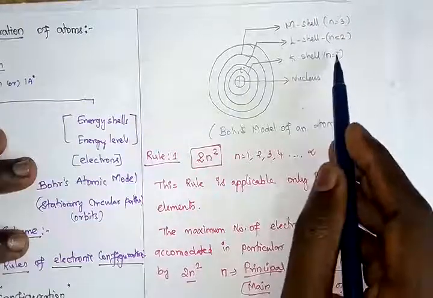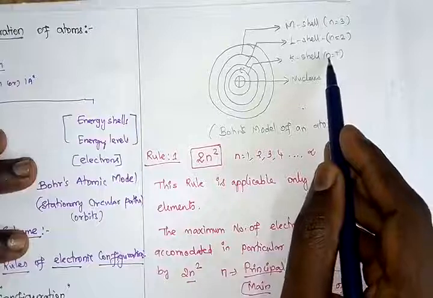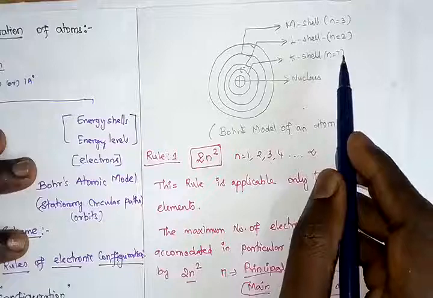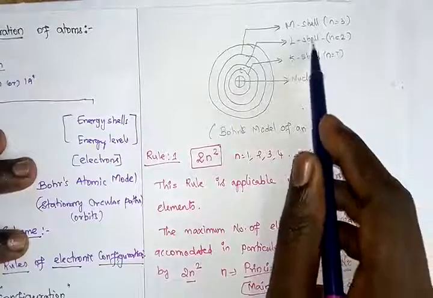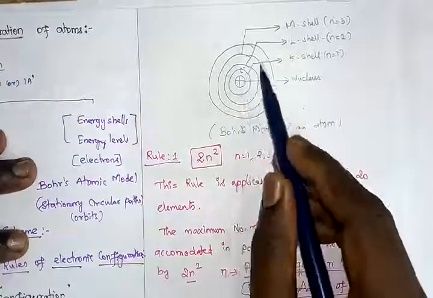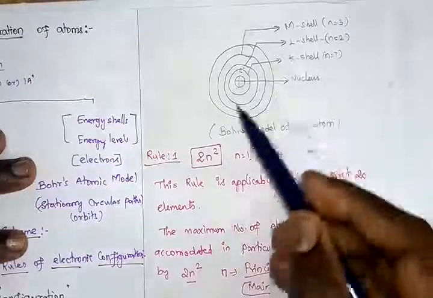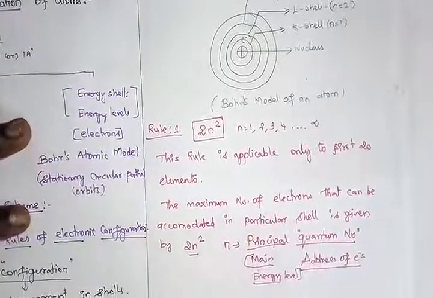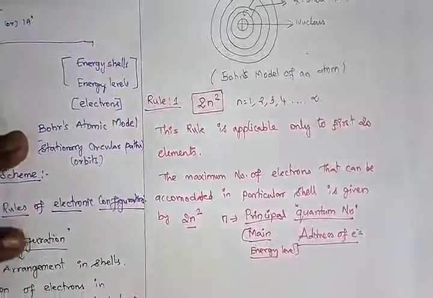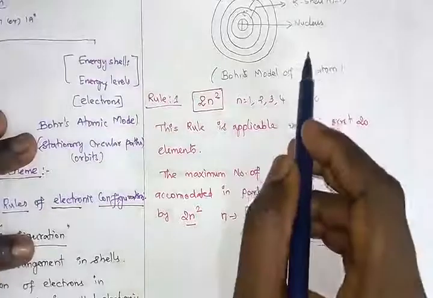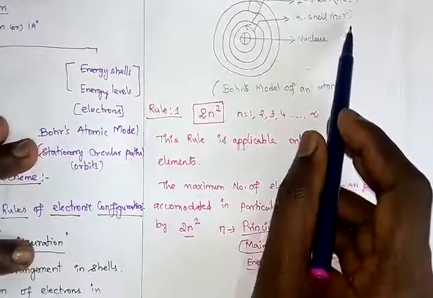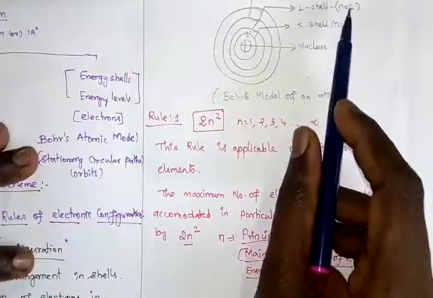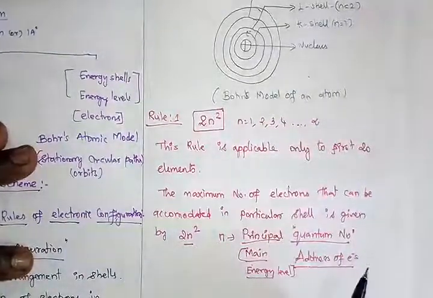So n is equal to 1 means the number is small, so its size is also very small. The energy is also very small when compared to L shell. When you go away from it, the energy also increases. All this we have learnt in Bohr's model of an atom, right? So it is a very simple idea, my dear children. For a K shell, the n value is 1. For an L shell, n value is 2. For an M shell, n value is 3, and so on. Up to infinity we can give numbers.